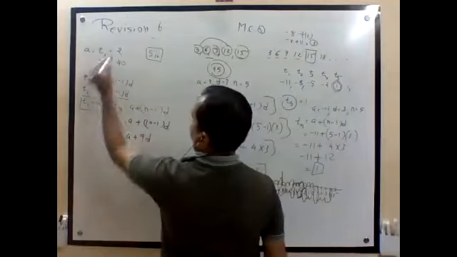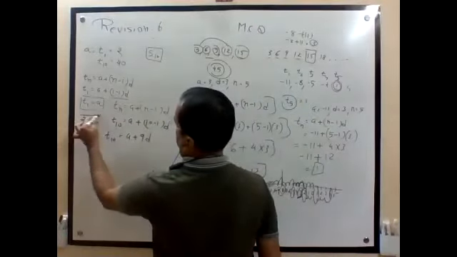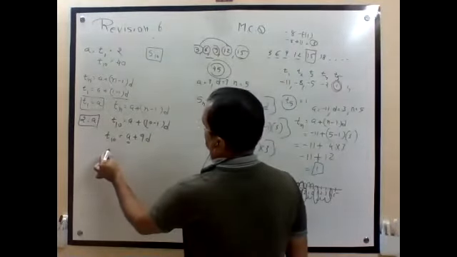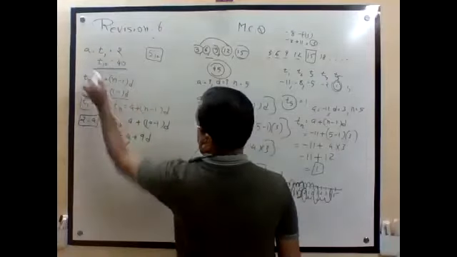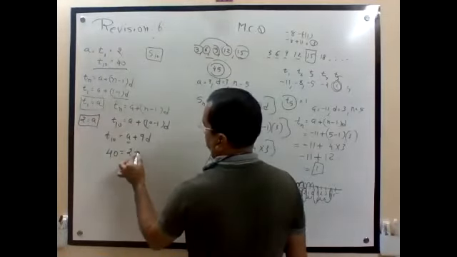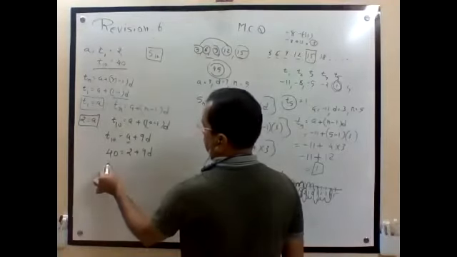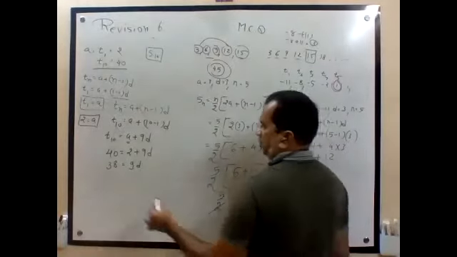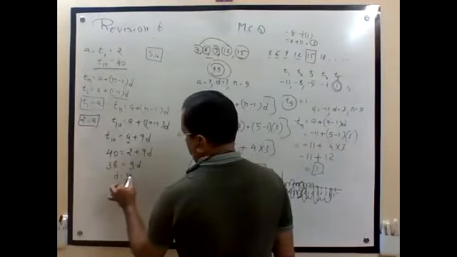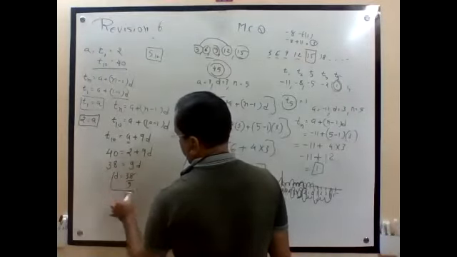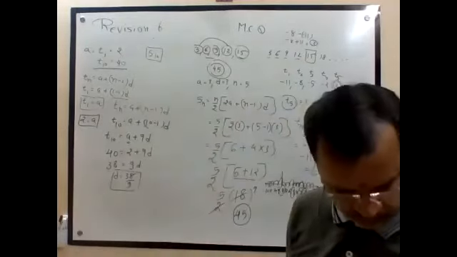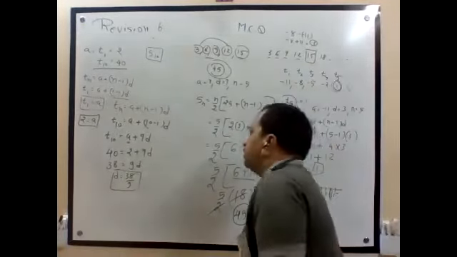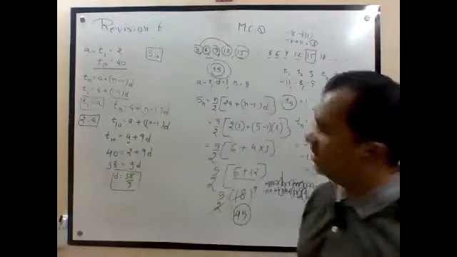But the first number is 2, so A is equal to 2. Substitute A here. T10 is 40, it is given. A is equal to the given 2. This goes to this side. So d is equal to 38 by 9. The tenth number is 40. Correct.